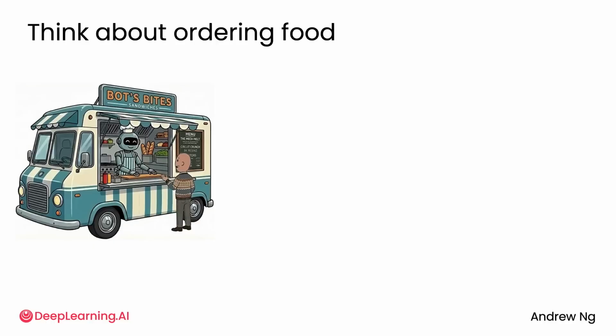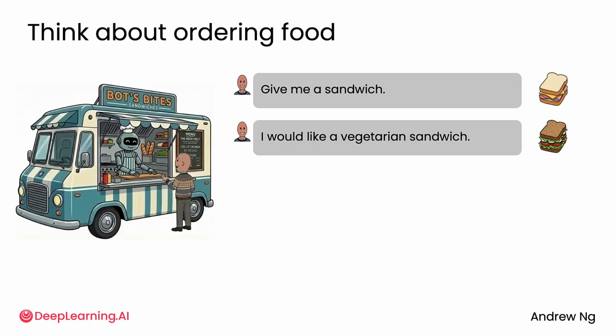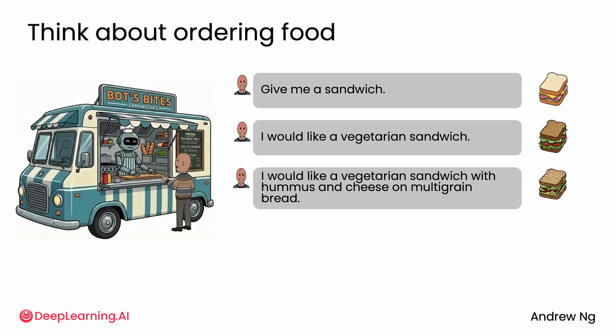To understand why it's important to be specific in the way you prompt, let me make an analogy to ordering food. If you go to a food truck and say, give me a sandwich, who knows what type of sandwich they will give you if that's all you say. But if you say something more specific, like I would like a vegetarian sandwich, then that narrows down the range of what you may get back. Or if you say, I'd like a vegetarian sandwich with hummus and cheese and multigrain bread, then that specific instruction really means what you get back becomes much more predictable.